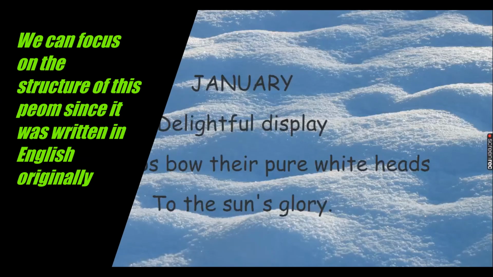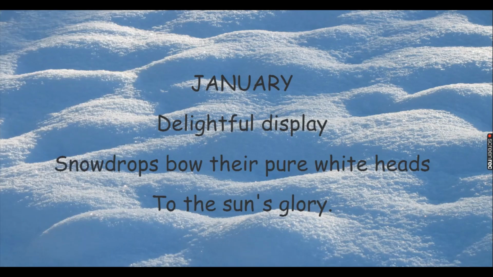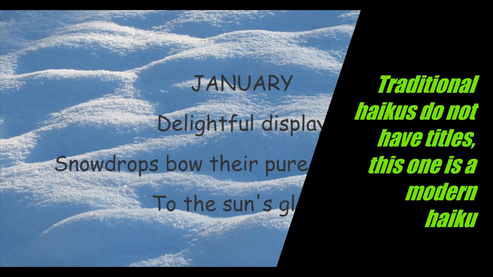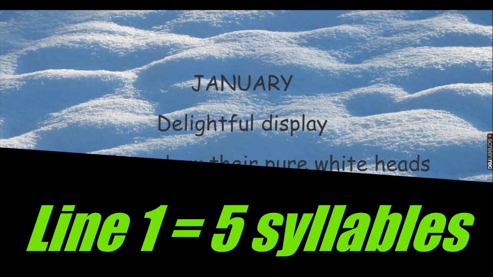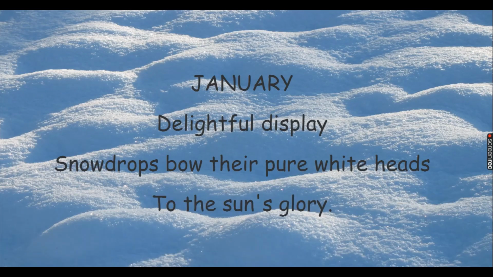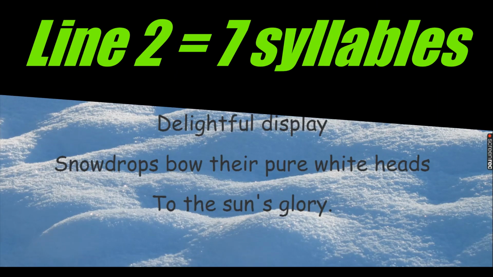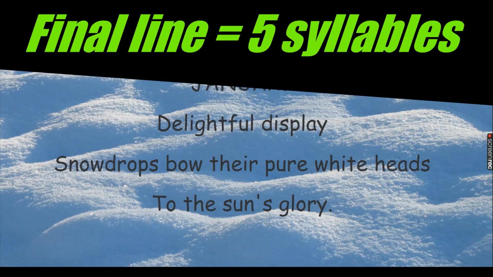We're going to look at a second example here. This one was written in English, so I can be a little bit more focused on showing you what the structure is. Our title, of course, is January. Not all haikus have titles, but the closer we get to today, people like to give their haikus titles. Delightful display. This right here is 5 syllables. Delightful display. Okay? Snowdrops bow their pure white heads. Here, again, we have our 7 syllables. And then the last line, to the sun's glory.